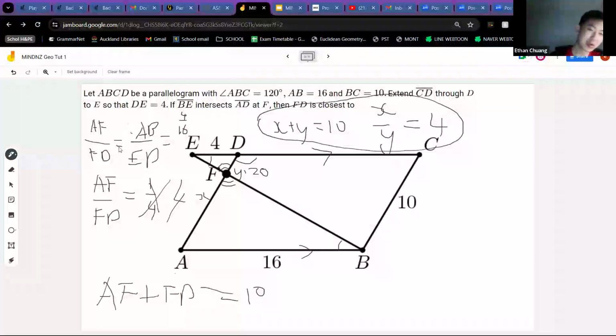I won't do the algebra, I guess. You can do it in your own time. This is a geometry tutorial, not an algebra tutorial. But this is kind of the main idea to solving this question. Does everyone follow? Does everyone understand how this question works? Can we move on?